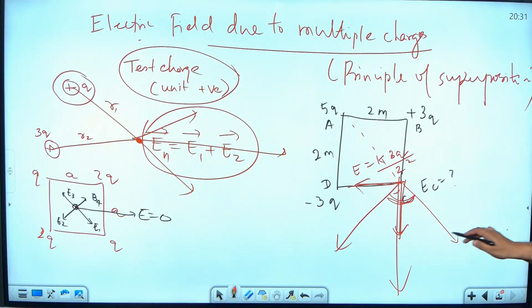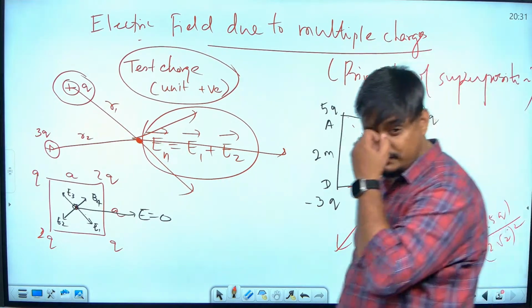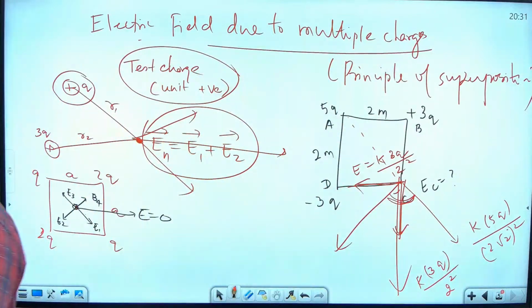This electric field will become equal to K into 5Q by root over 4 plus 4, that is 2 root 2, the whole square. And this will become equal to K into 3Q by 2 square. Is it by convention that you should use positive? Yes, by convention only. I hope you are getting my point.